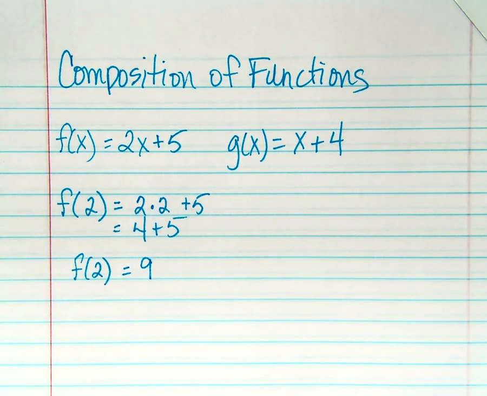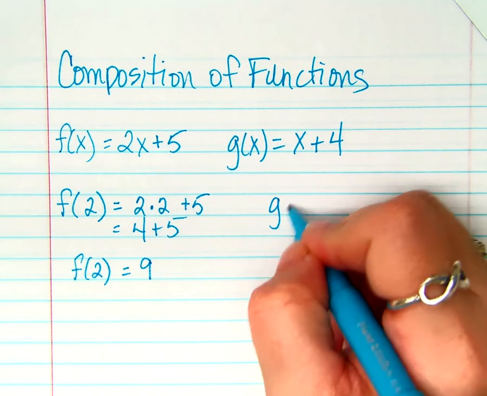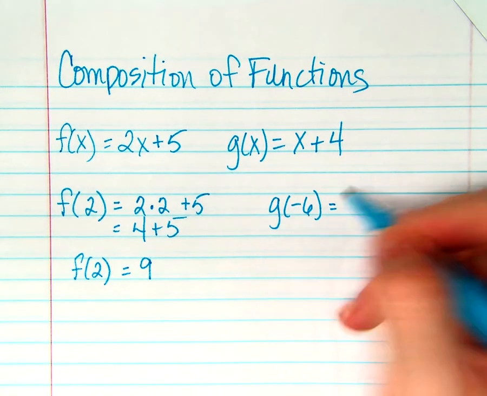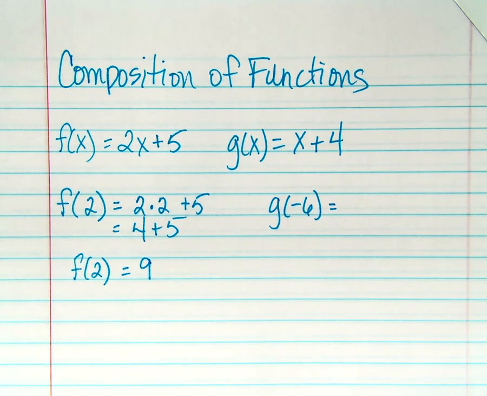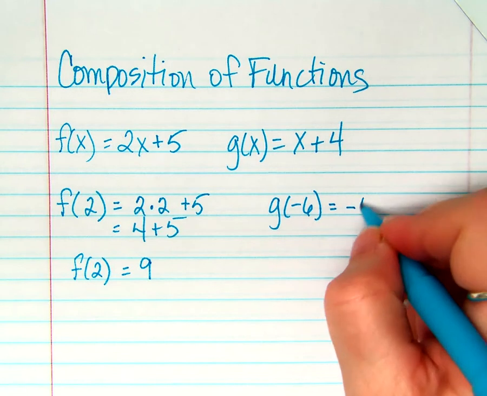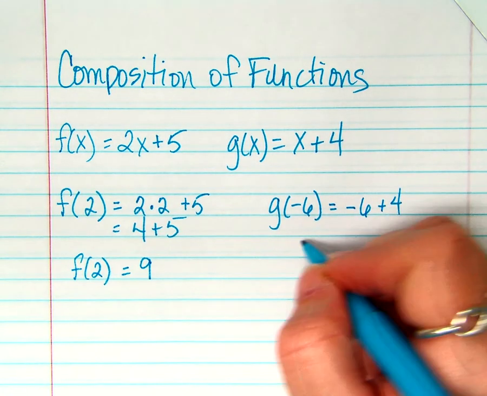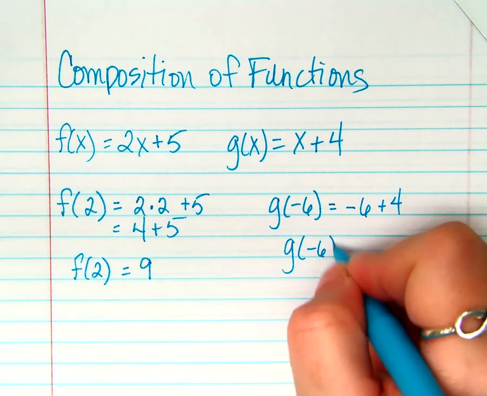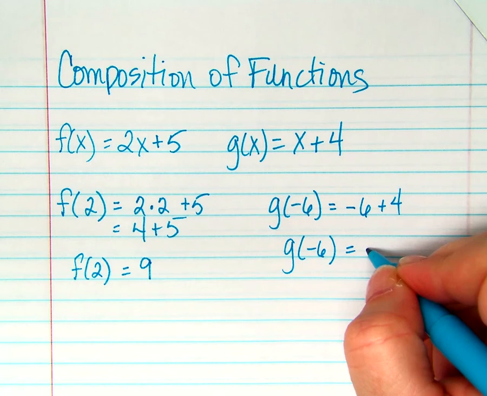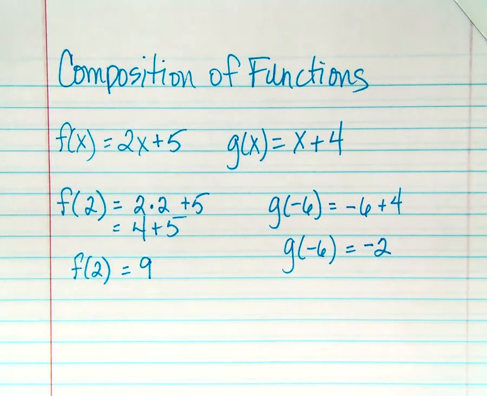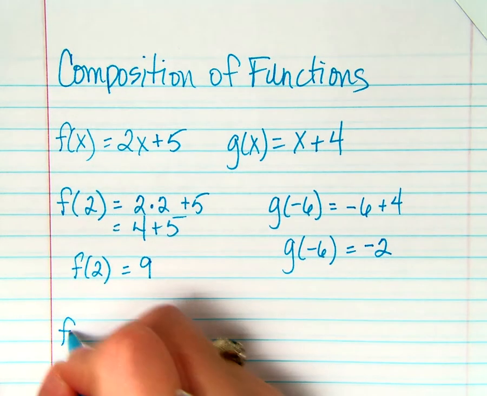We good? Could you tell me what g of negative 6 is? Well, negative 6 plus 4. g of negative 6 is negative 2. See, I told you we'd start off easy. Still okay with me? All right. Let's go here then.